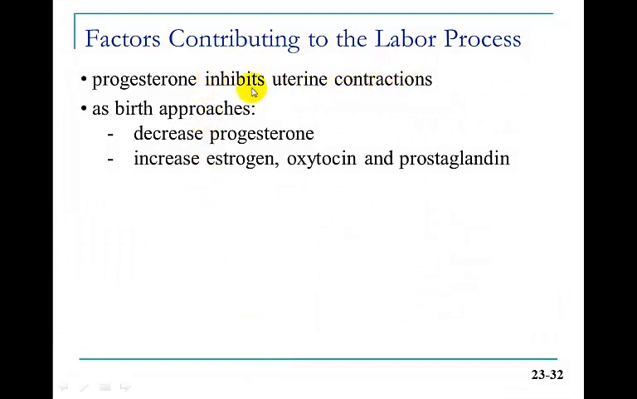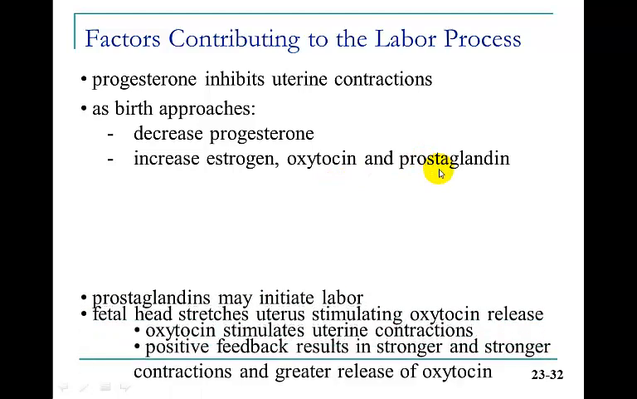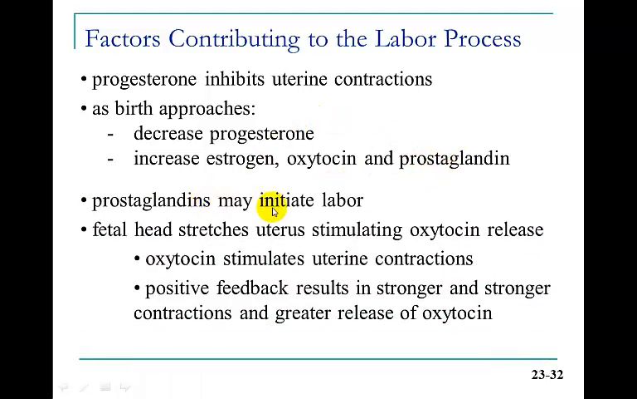Labor happens, and there'll be certain hormonal changes. Progesterone, which normally inhibits uterine contractions, needs to decline. So there's going to be less progesterone as you approach birth so that uterine contractions can begin, while estrogen, oxytocin, and prostaglandins will increase. The prostaglandins usually initiate labor.